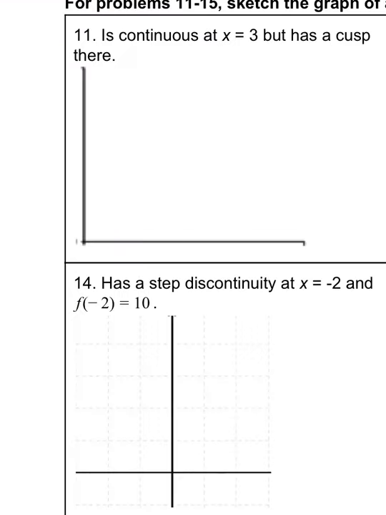Okay, number 11. We just need a graph that is continuous at 3, and there's a cusp there. So we go out to 3, 1, 2, 3, and we put in a sharp point. And you can put any graph you want there, but it needs to be a sharp point. That's all you need, a sharp point at 3, without a hole, continuous.